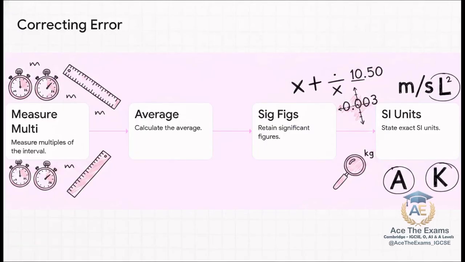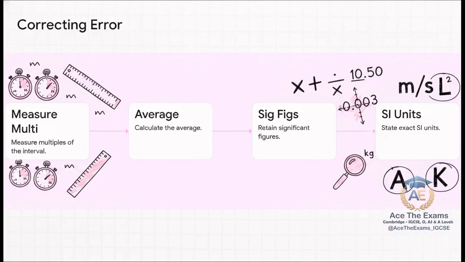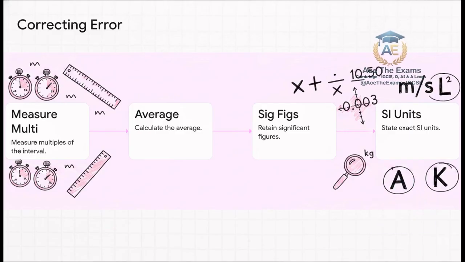So how do we jump in and fix this speedrun challenge like a Cambridge examiner? First, they should measure multiples, like timing 10 full swings of that pendulum instead of just 1. Second, calculate the average time for a single swing to drastically improve reliability. Third, retain those significant figures throughout the working, absolutely no early rounding. And finally, firmly state exact SI units, like seconds, at the very end.